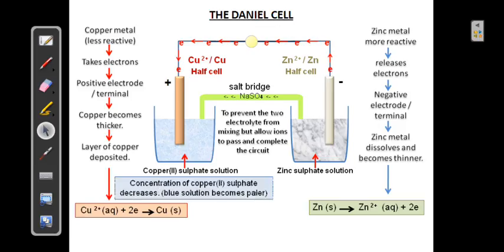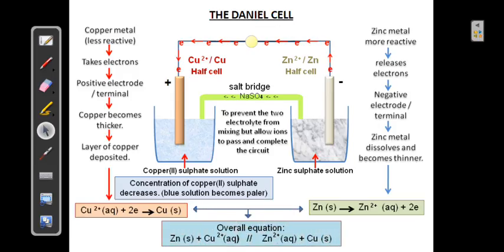Alright. So the concentration of copper 2 sulfate decreases and the blue solution becomes paler, because the ions are becoming metals, so the solution is becoming paler and paler.